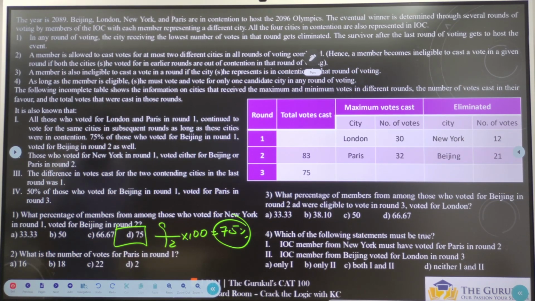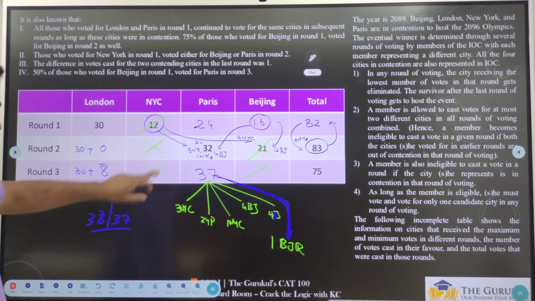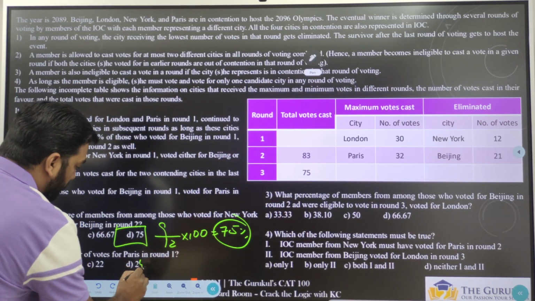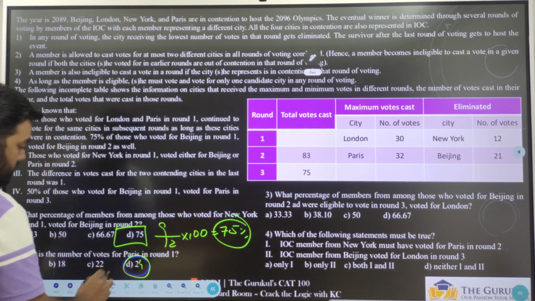What is the number of votes for Paris in round 1? Paris round 1, 24. Okay, this is 24, I guess. Typo error. My bad. So this is 24.